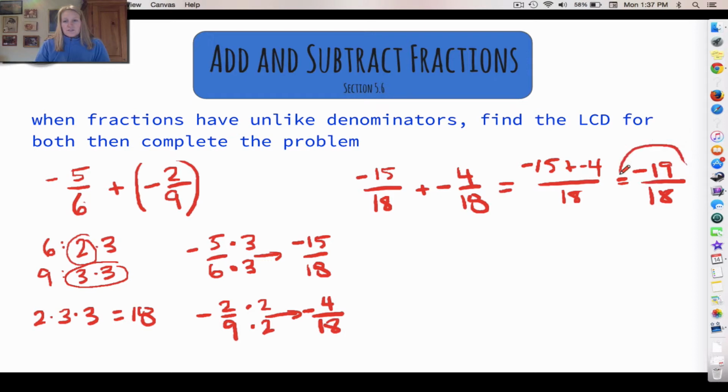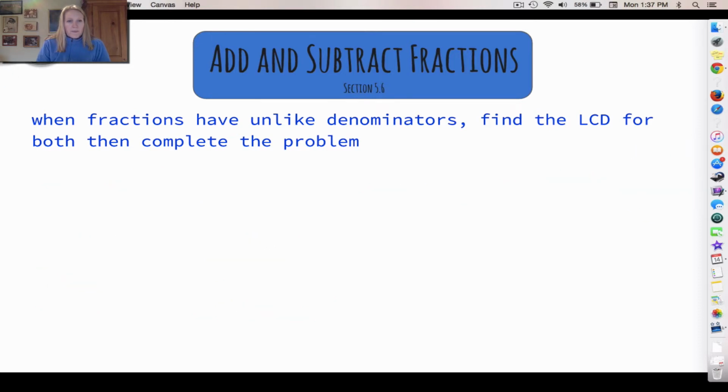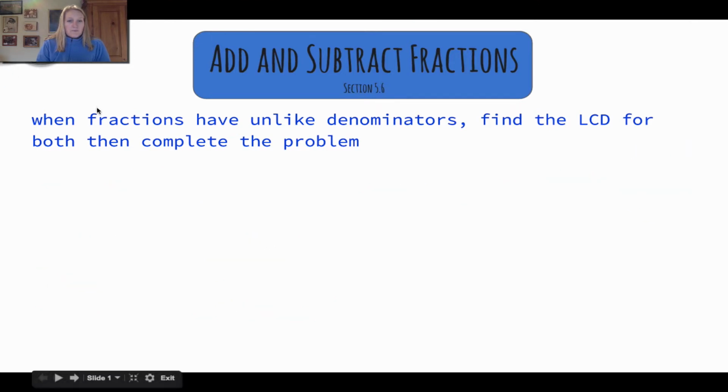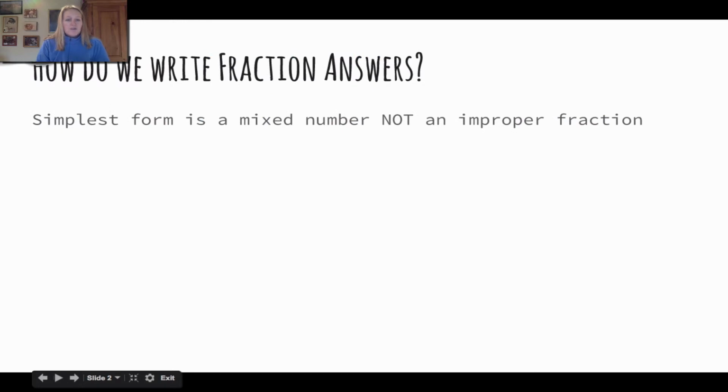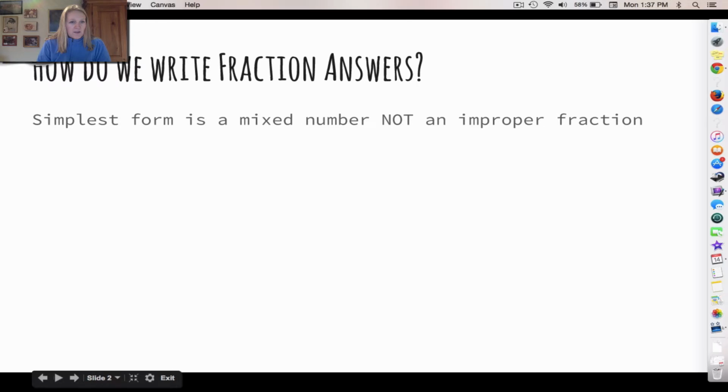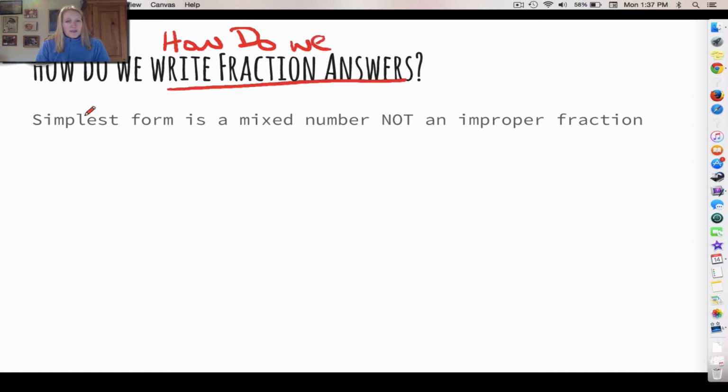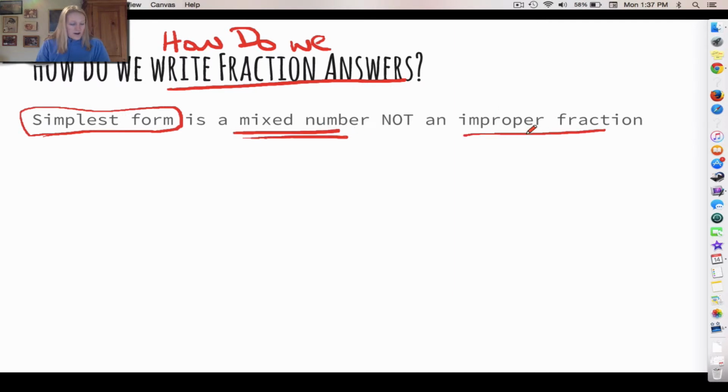And that would be the answer that you would circle for right now. However, I have a little bit of a guideline for you to follow. So the next question is, how do we write fraction answers? And I'm realizing that my face is probably covering up this. How do we write fraction answers? And as it turns out, the simplest form is a mixed number, not an improper fraction.